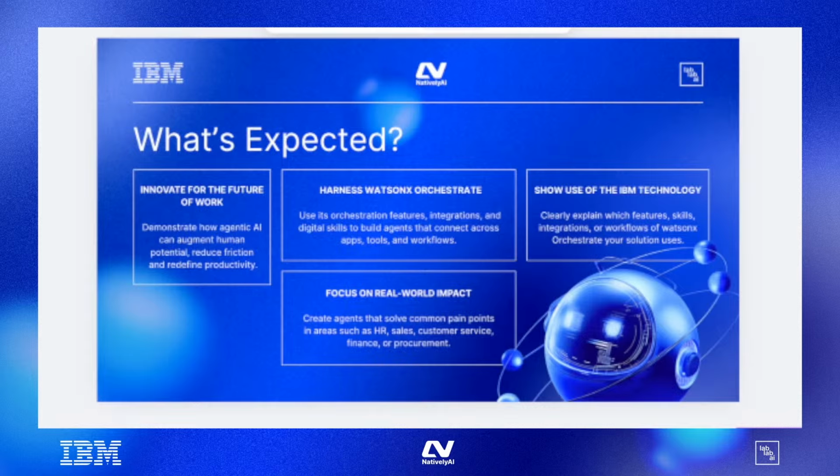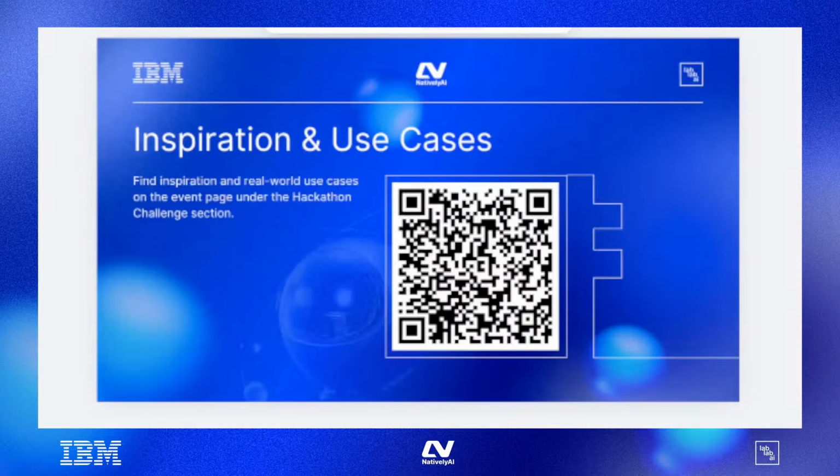Show how effectively you can use IBM watsonx Orchestrate and use its orchestration features, integration, and digital skills, and build agents that connect across apps, tools, and workflows. And of course, show us in your submission how you implemented that. If you'd like to explore some inspiration and use cases, you can find it on the screen. So you should see now the QR code and make sure.